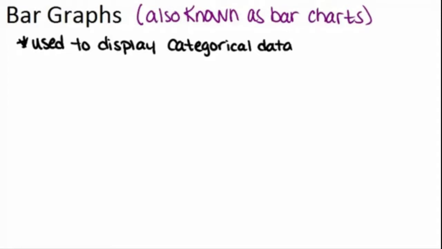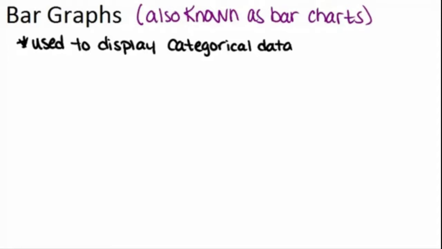The bars can be horizontal or vertical depending on your preference. For example, we could make a bar graph for the number of students in different electives or extracurriculars at your school. The different extracurriculars would be your categories, and the different heights of the bars would be based on how many students are in each of those.